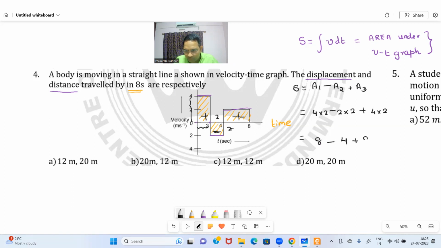8 minus 4 plus 8. 16 minus 4, so that's 12. So 12 meters is going to be your displacement, right? So right away you can understand either the answer is A option or it has to be C option, correct? So far clear, students? Yes, sir. Now let's look at the displacement, or sorry, distance.